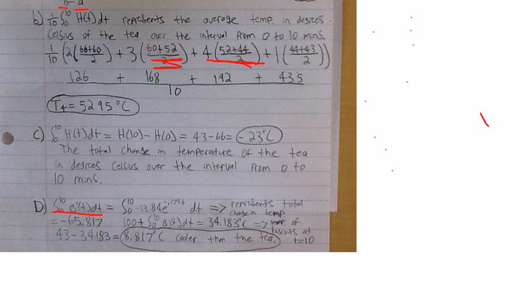To find the difference between the biscuits and the tea, the temperature of the tea, 43, minus the temperature of the biscuits, 34.183, gives you that the biscuits are 8.817 degrees Celsius cooler than the tea.